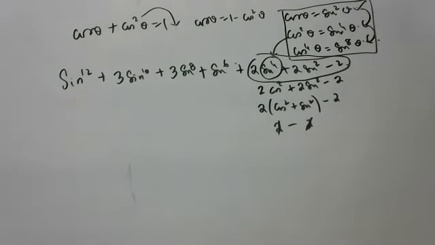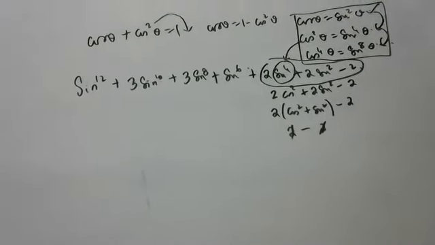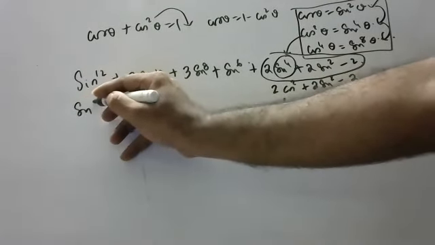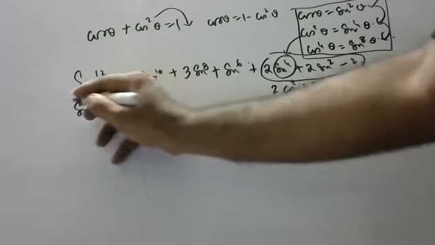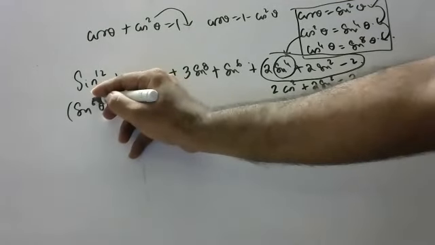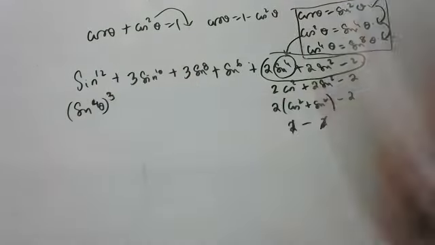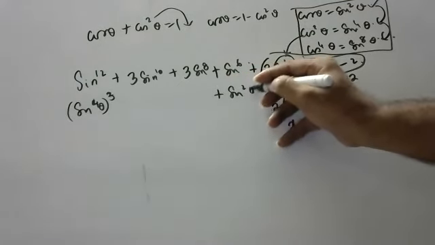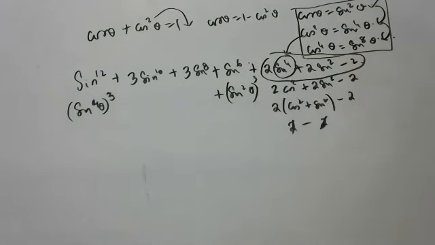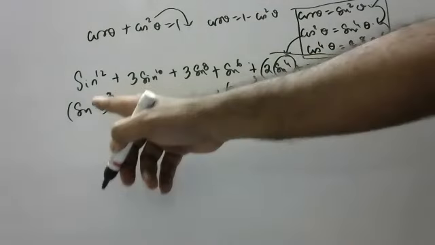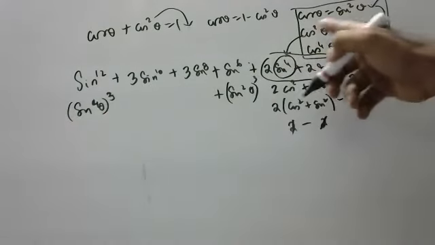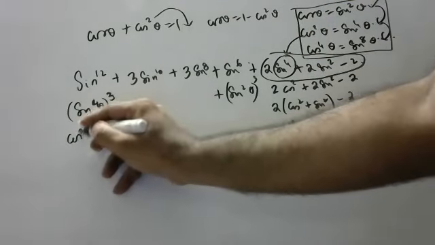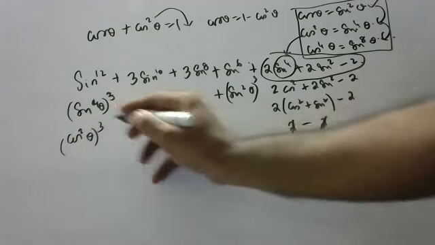Okay, children. Now let's come here. Now see here. Sin 12, children, I will write as sin 4 theta whole cube. Sin 4 I will write as sin square theta whole cube. Sin 4 can I write as cos square theta whole cube.